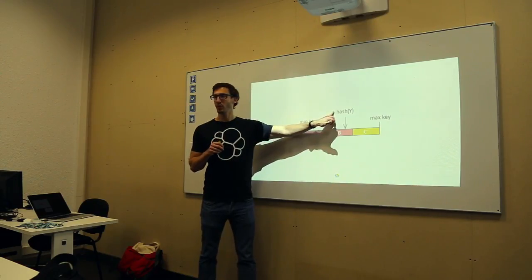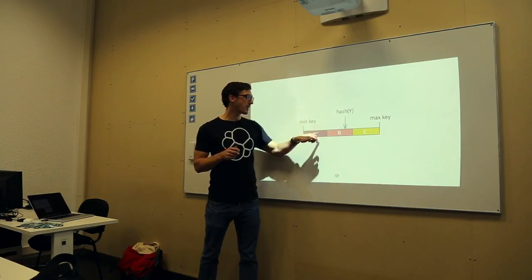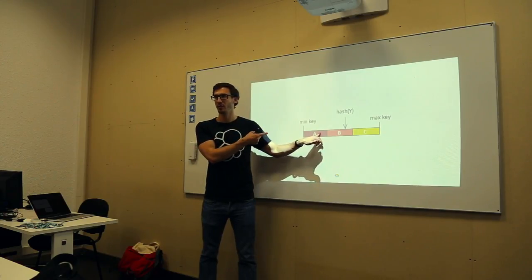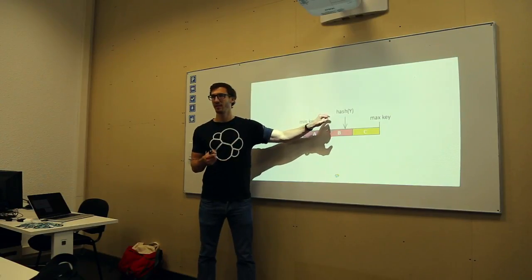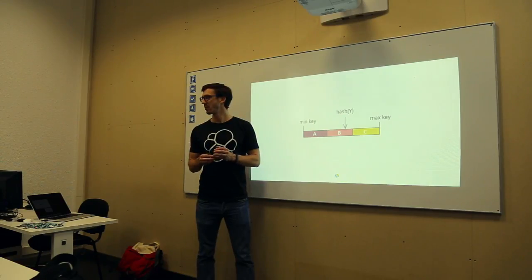Any ideas why I would want to hash my key and not store it directly? Because I could simply say, okay, my key Y is, I don't know, here, and I simply will store it here. Why am I going through my hash function? Why do I add this overhead?